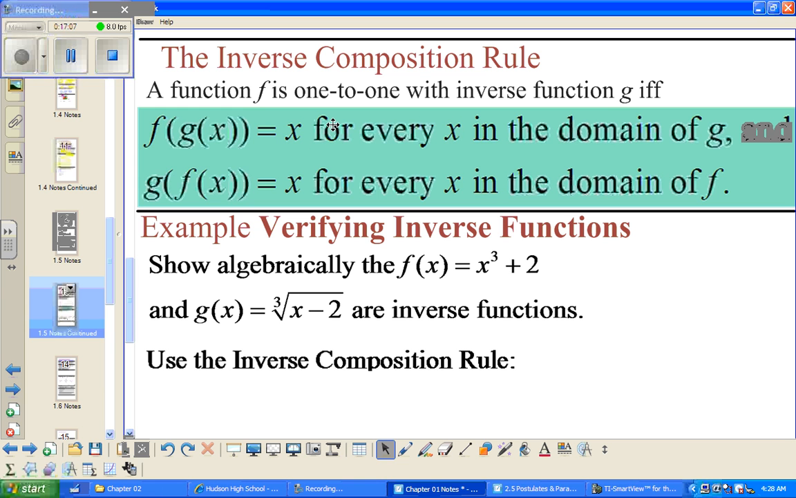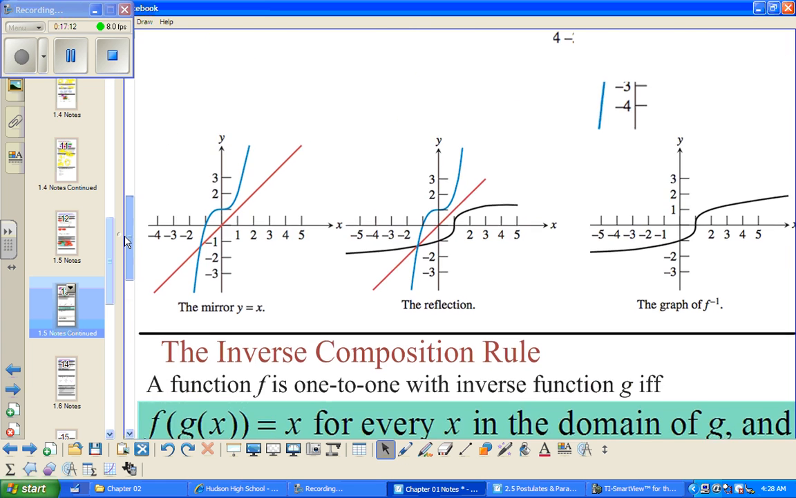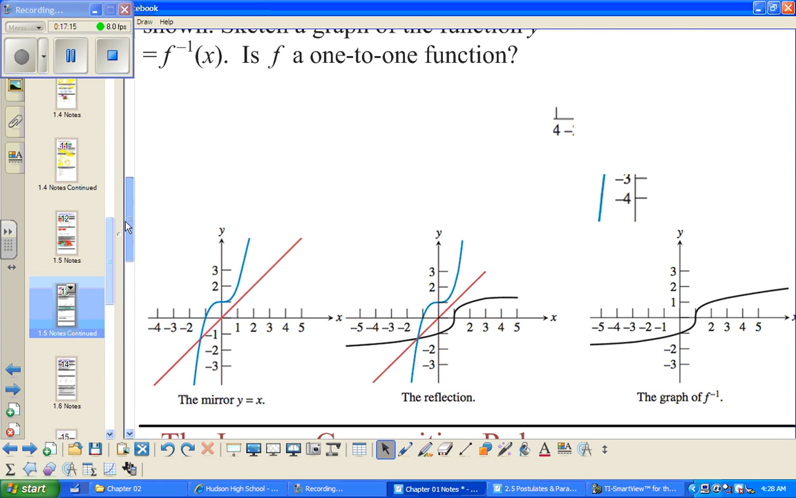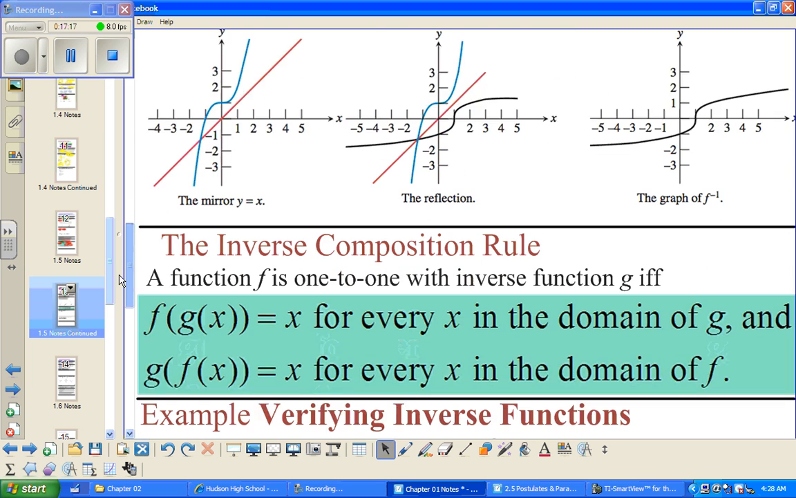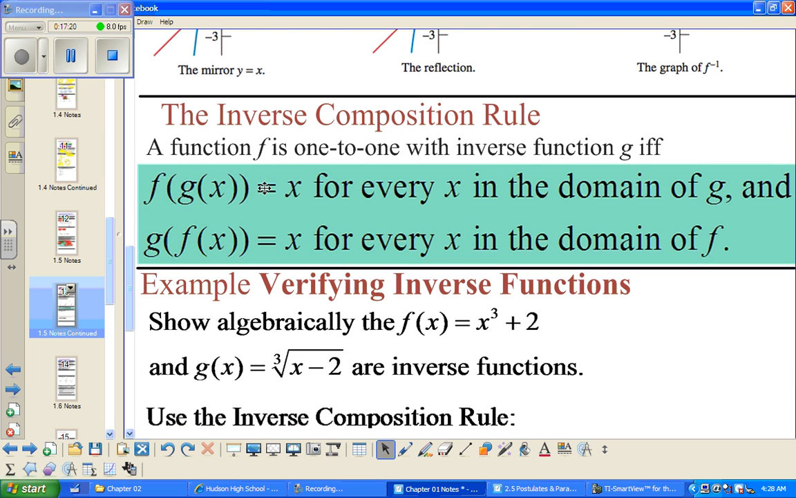Also algebraically now. Algebraically, how do you determine if it's 1-to-1? Remember, use the vertical and horizontal line test to see if it's 1-to-1 graphically. Algebraically, you use compositions. This is what we did in section 1.4. If you take f of g of x, simplify it all the way down, and it simplifies down to x for every x in the domain of g, and you take g of f of x, and that simplifies all the way down to x for every x in the domain of f, then the functions are inverses.